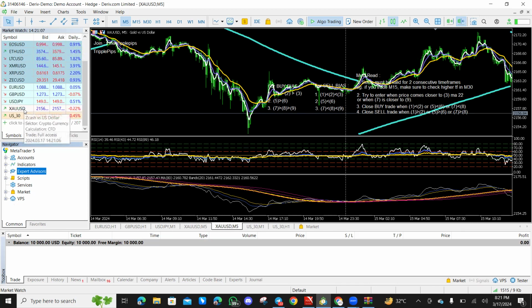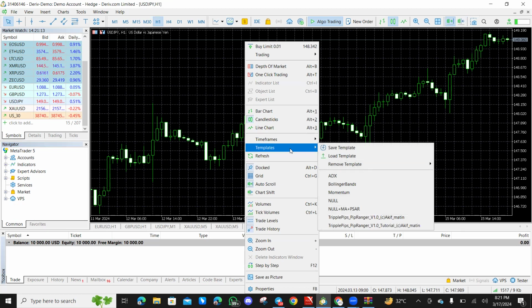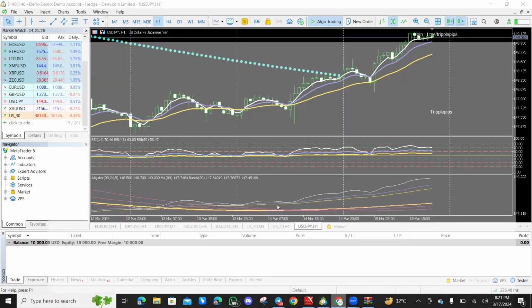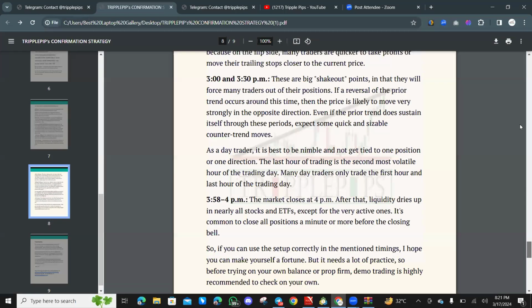If you want to trade on Asian sessions, you need to open a JPY pair. Let's just say we have opened a USD JPY. And this is the strategy file, the representation of the strategy. Now we have seen that from H1, the market is reacting kind of bullish according to what we had expressed in the PDF, right?